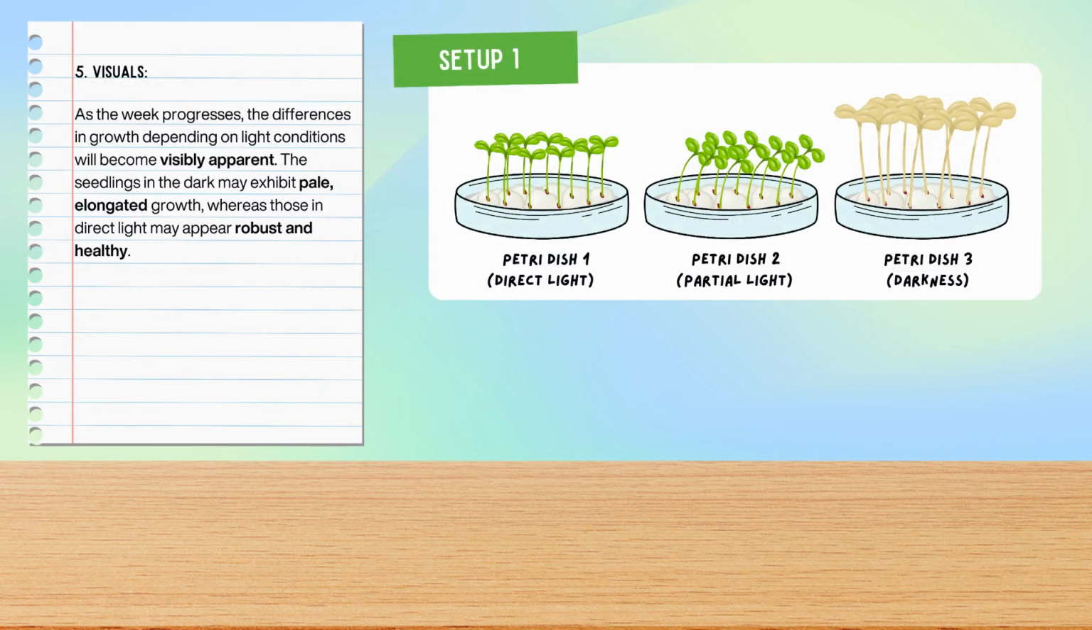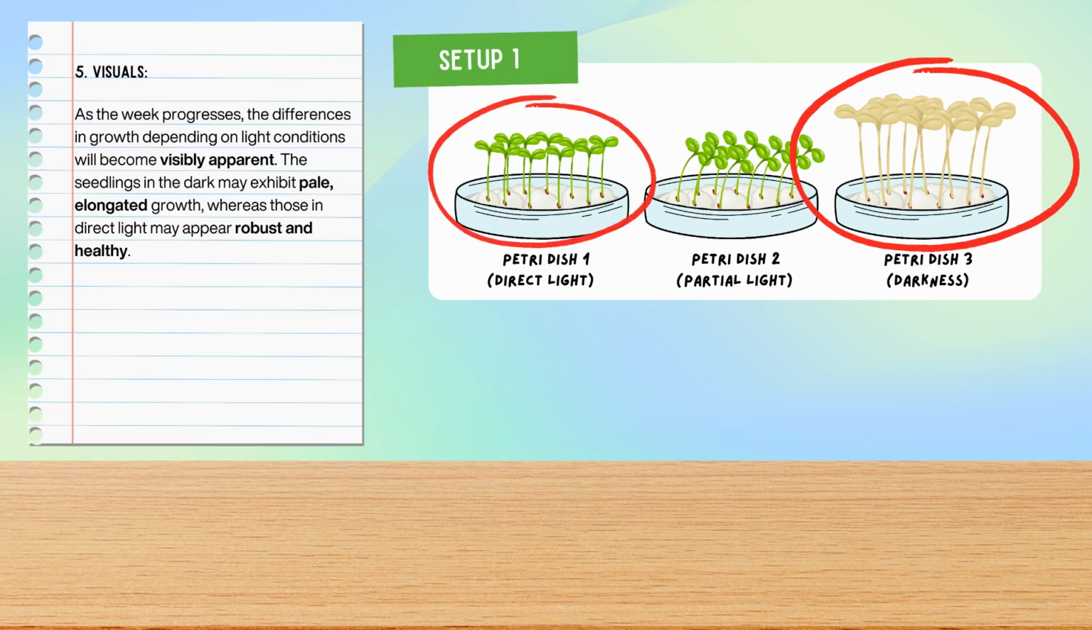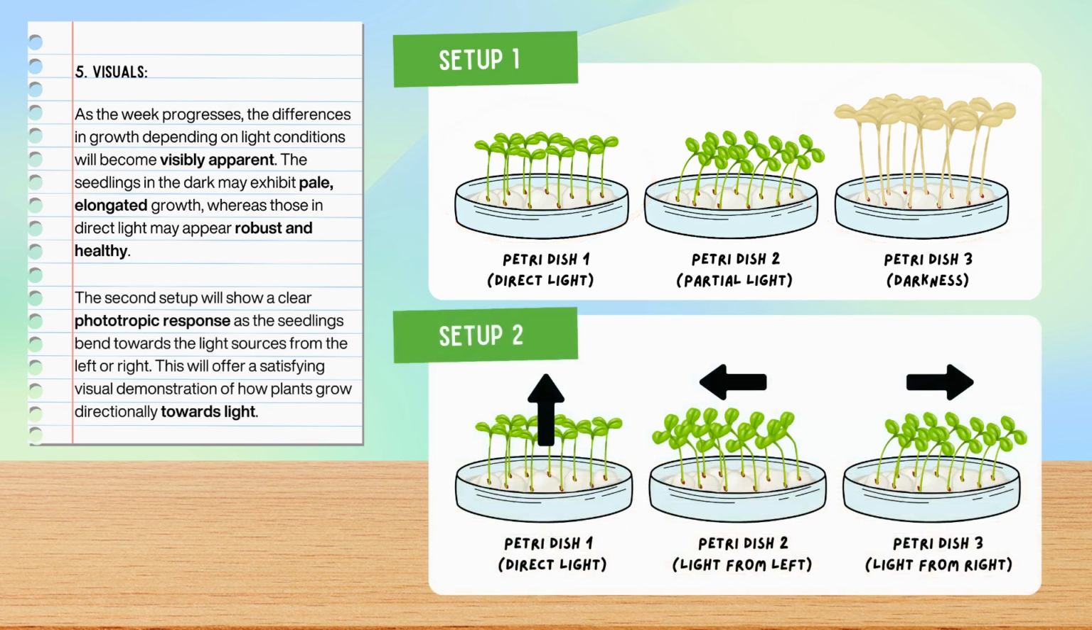Now, let's consider the visual differences in growth. As the week progresses, the differences in growth depending on light conditions will become visibly apparent. The seedlings in the dark may exhibit pale, elongated growth, whereas those in direct light may appear robust and healthy. The second setup will show a clear phototropic response as the seedlings bend towards the light sources from the left or right. This will offer a satisfying visual demonstration of how plants grow directionally towards light.